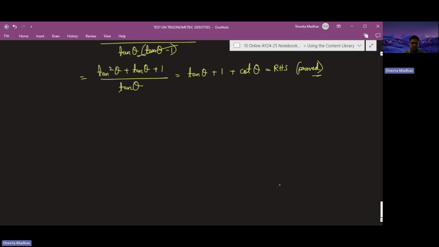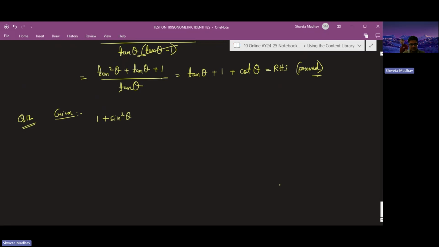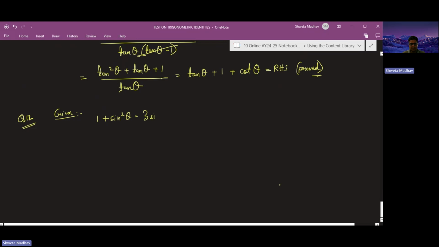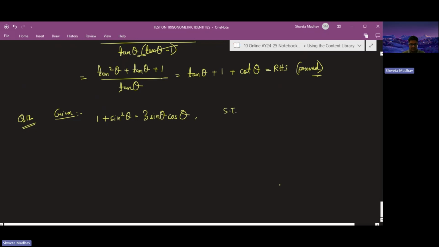And then question number 12 says: it is given that 1 plus sine square theta is equal to 3 sine theta cos theta. Then we have to prove that tan theta equals 1 or 1 by 2.